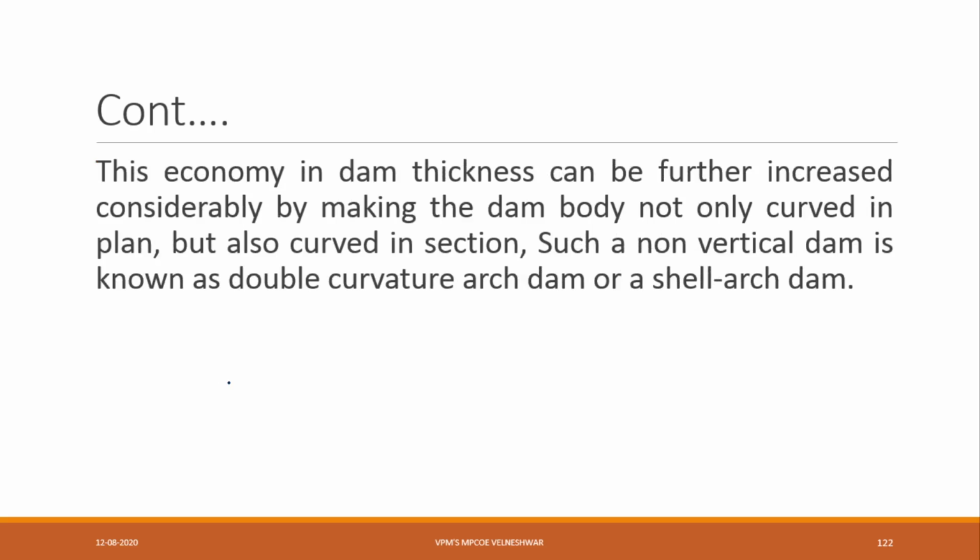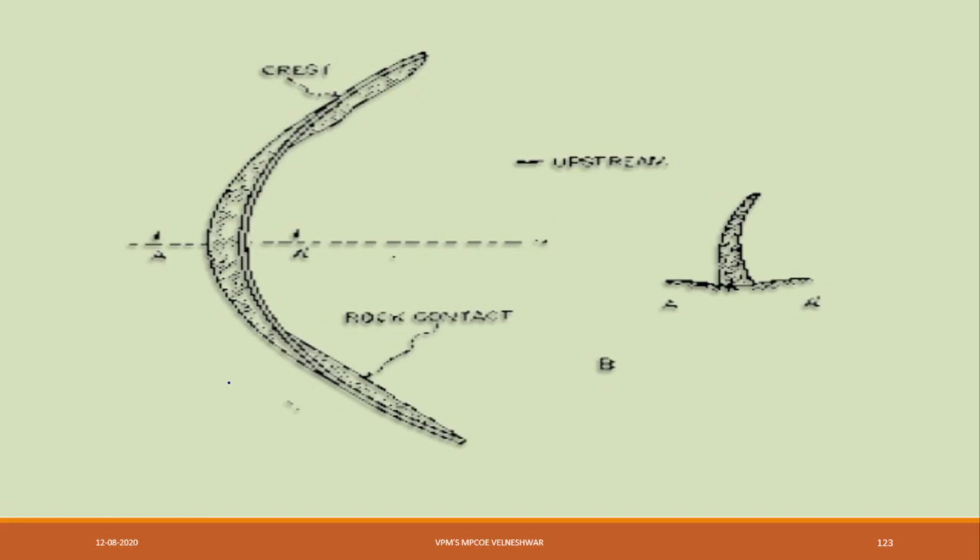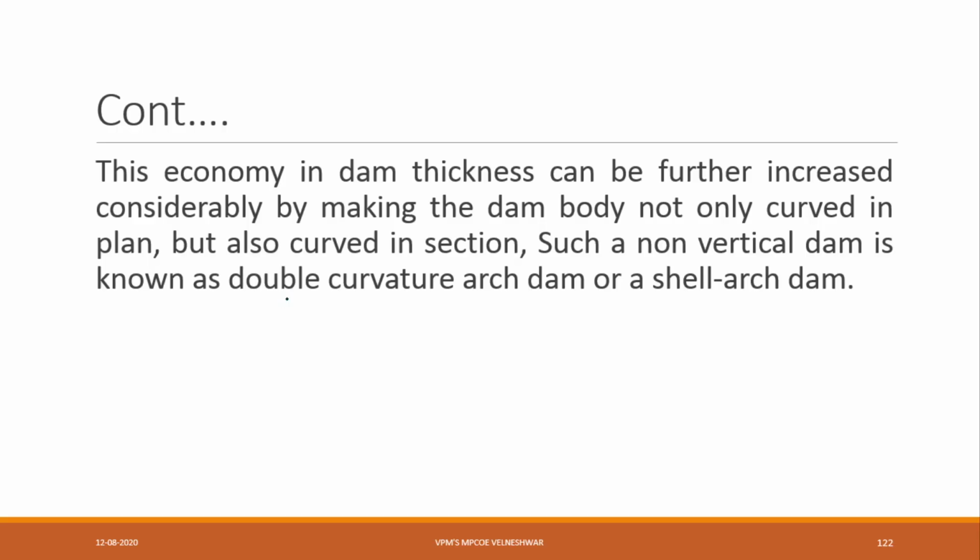Okay, but also curved in the section. Such a non-vertical dam is known as a double curvature dam. Means for suppose a plane is there and curvature is there, then we can say double curvature arch dam or shell arch dam. Either we can say double curvature arch dam or shell arch dam. See here, this is our double curvature arch dam.